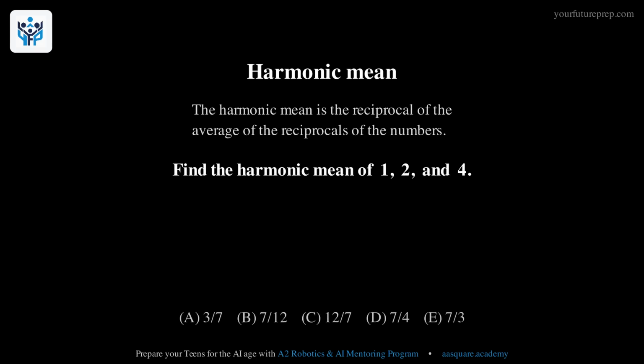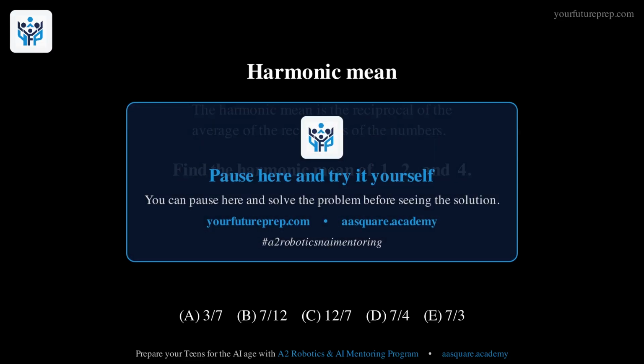The harmonic mean of a set of non-zero numbers is the reciprocal of the average of the reciprocals of the numbers. What is the harmonic mean of 1, 2, and 4? The choices are 3/7, 7/12, 12/7, 7/4, and 7/3. You can pause here and solve the problem before seeing the solution.